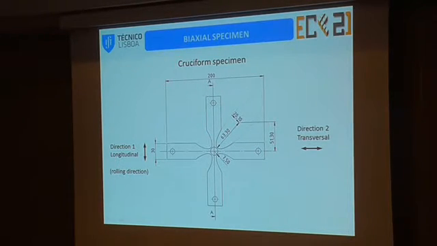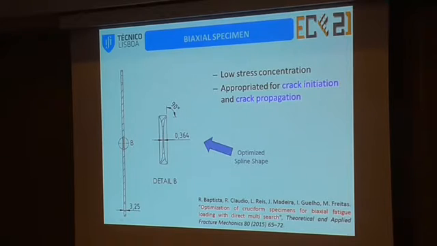Here we have 200 millimeters, also here, and this shape is very important because we need to ensure that the maximum stresses occur here in the center. Here we have a radius of 7.5 millimeters, and we also take into account the rolling direction of the material. This longitudinal direction was chosen to coincide with the rolling direction, and here we have the transversal direction.